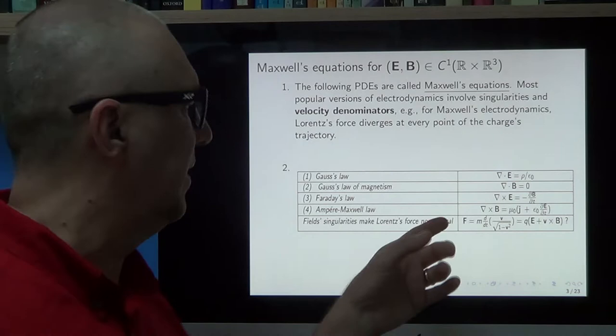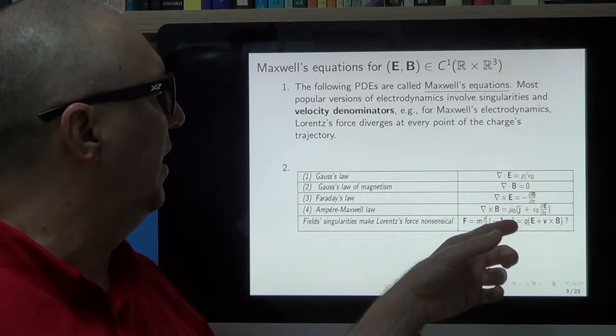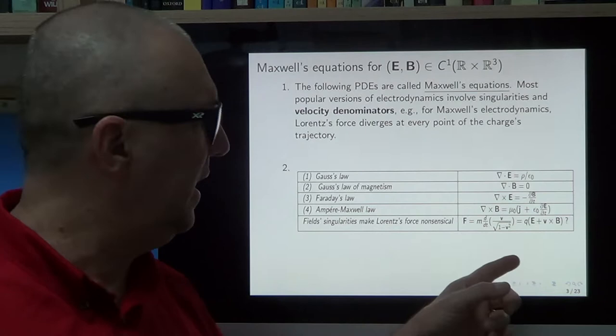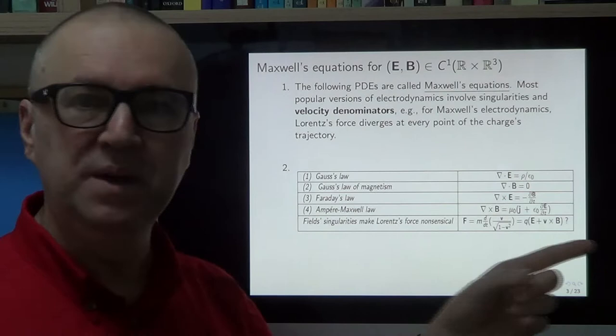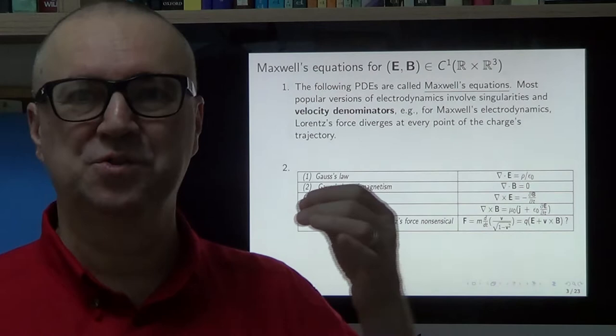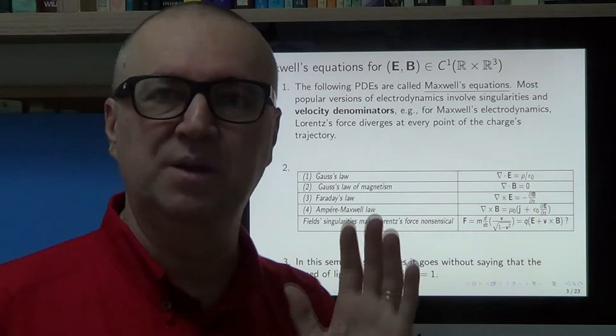But let's go on. The equation of motion in Maxwell's electrodynamics is force equals m d/dt of v over the square root of 1 minus v squared, equals q times the Lorentz force. If you take E and B from Maxwell's equations and use them here, E and B diverge at every point of the trajectory, which is right where you need them, and it becomes nonsensical. In this seminar, it sometimes goes without saying that the speed of light in vacuum is C equals 1. Sometimes I forget to put it.